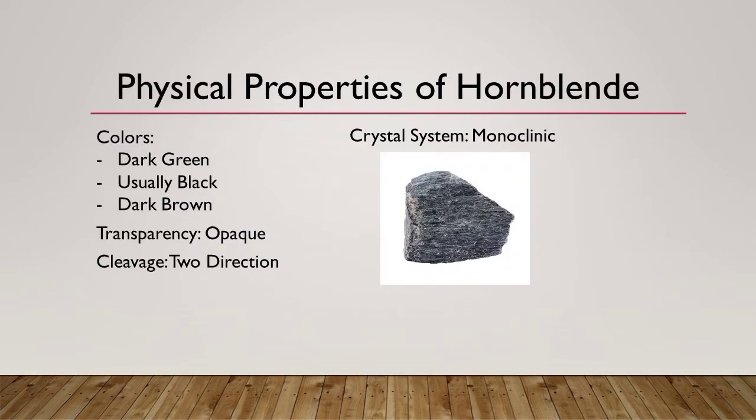Next is physical properties of hornblende. Colors: dark green, usually black, dark brown. So ito daw yung mga karaniwang kulay ng hornblende. And yung crystal system, which is monoclinic. So kagaya nung kanina, yung shape daw ng hornblende is hindi pantay, and transparency, opaque. So ibig sabihin hindi daw siya transparent. Cleavage, two directions, which means kapag daw nabiyak or nasira yung hornblende, hindi daw basag-basag or mahahati lang sa dalawa.